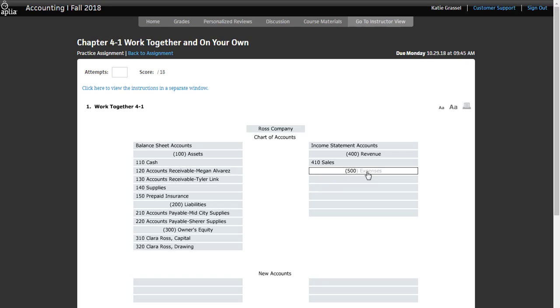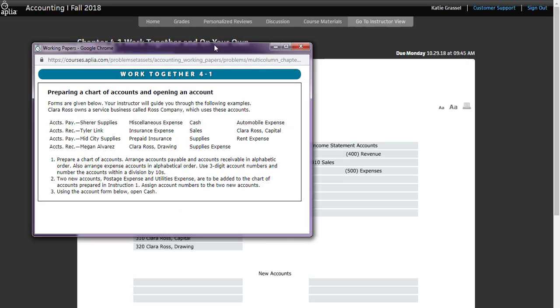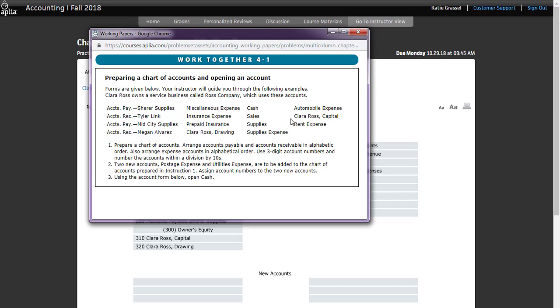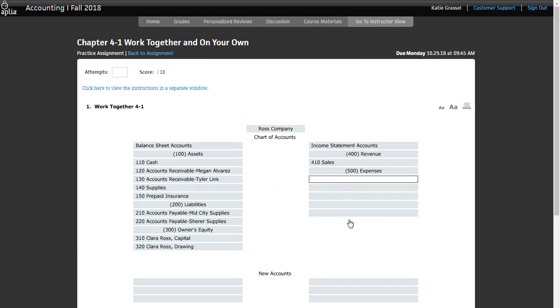Then I have to go through and do my expenses. What order do I put my expenses in? Alphabetical, correct? So you have to go through and look at all of your expenses and figure out alphabetically which one comes first. Did we find one that's going to go first? Automobile expense is going to go first.